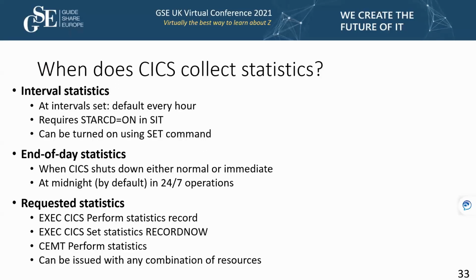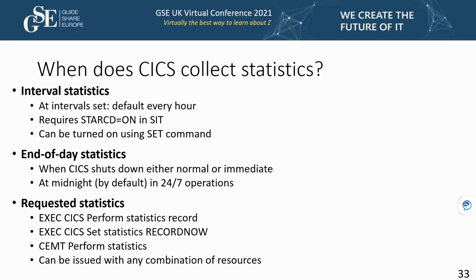So interval statistics, right? This is just interval related, and this is what I was talking about before. You have to turn it on in the SIT, and then you have to decide how often you're going to collect the data. And generally, I would recommend an hour or shorter. You also get end of day stats. You get that generally at midnight if you're running 24/7, or when you shut your regions down, you'll get end of day statistics.